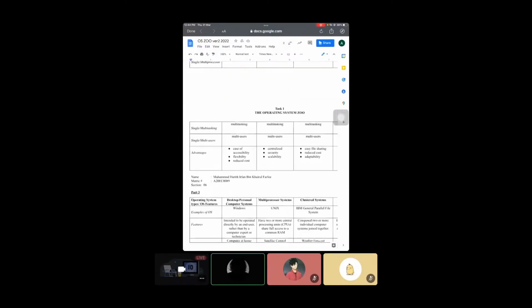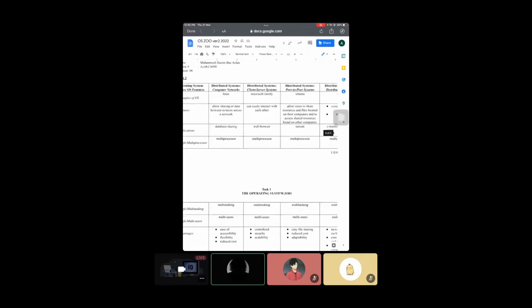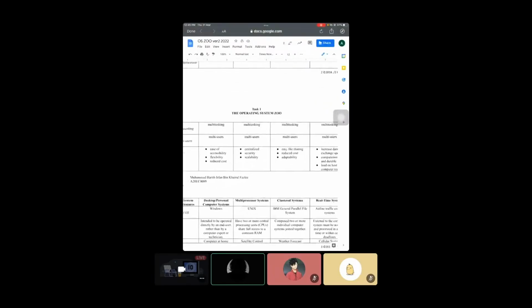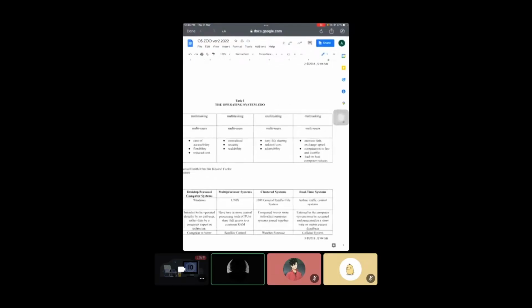Yep. From what we got from the findings, all the answers are the same. And for the advantages, as we know, for the system we have so many advantages. So these are some of the advantages that we gained during our findings. Okay, that's all. Thank you.